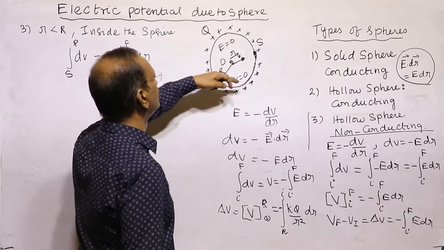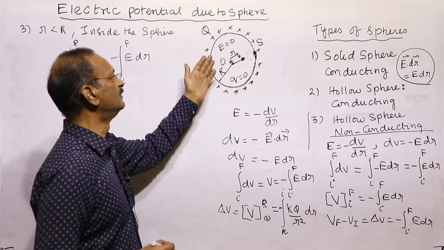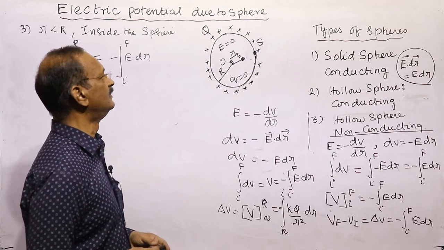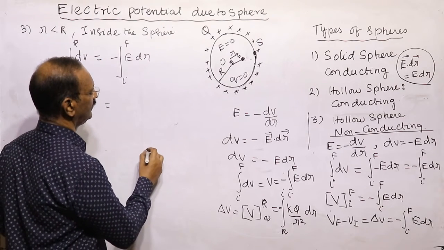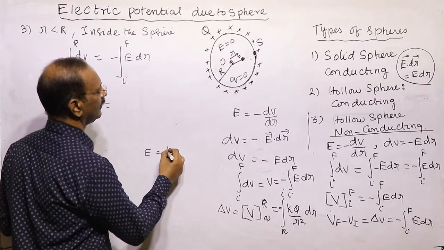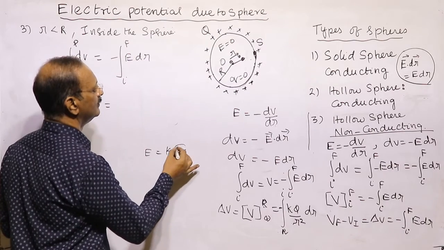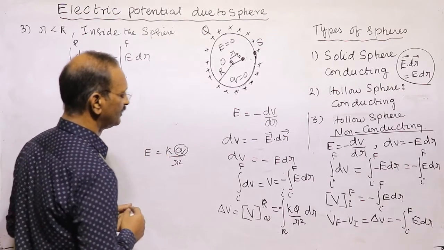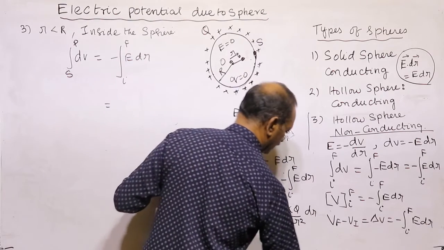Inside the spherical shell, charges will remain only on the surface of the sphere. It means the electric field inside is equal to 0. Electric field inside equal to 0 means what is the charge? E is equal to Q divided by R square. This is 0, so the electric field will also come 0. So it means the electric charge inside the spherical conductor is also 0.